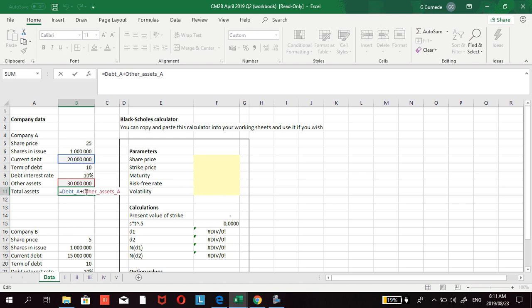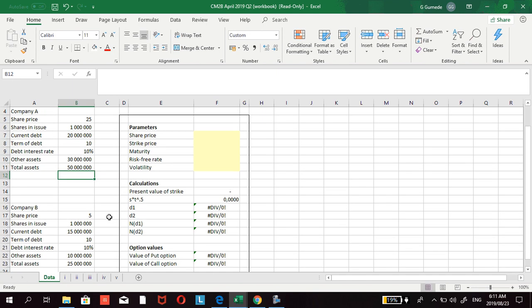And here, now if you press here, you see that the total asset is the sum of other asset and current debt. So the total asset of the company, you don't have to go again and add this. So total asset has already been done for you. It is other asset plus current debt. So just press to see what is happening here.